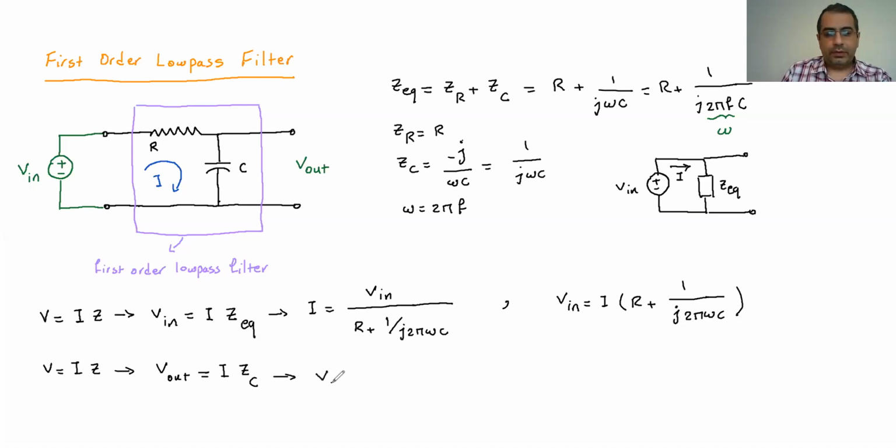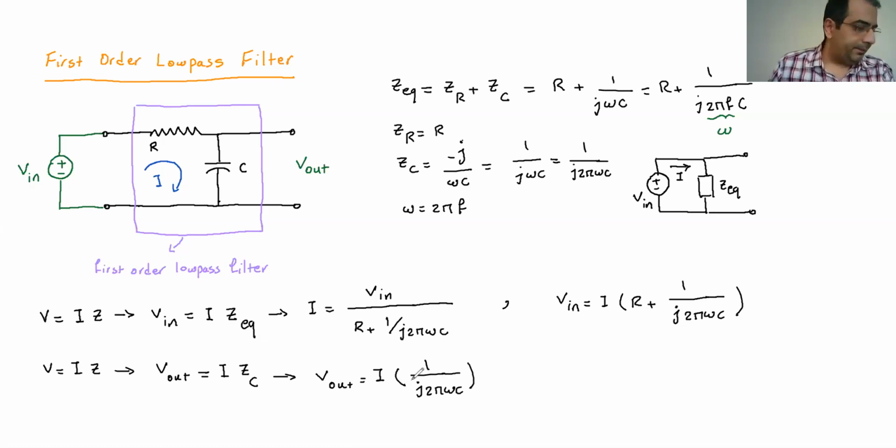So then the V out is going to be the I, which is this one, times the impedance of C. I'm just going to write it here. So it's going to be V in, and the ZC is going to be 1 over j 2 pi omega C. So this is the output for the filter.